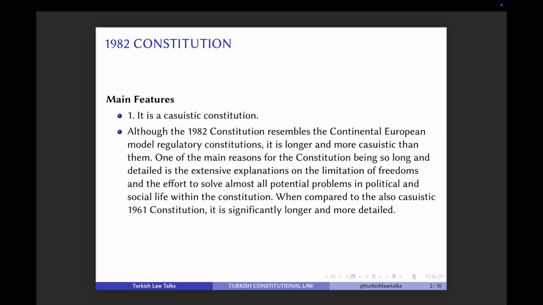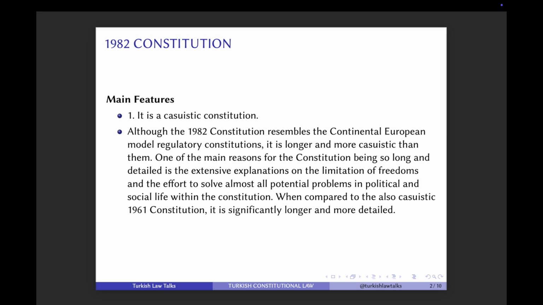So, starting with the main features. The first thing to note is that the 1982 Constitution is what's called a casuistic constitution. Okay, casuistic, that sounds a bit technical. What does that actually tell us about the Constitution itself? Well, think of it as being very, very detailed, much more so than, say, your typical regulatory constitution you might find elsewhere in continental Europe. It's longer, it spells things out more explicitly.